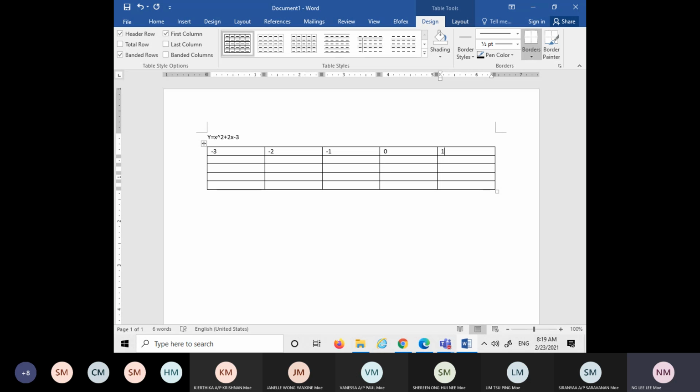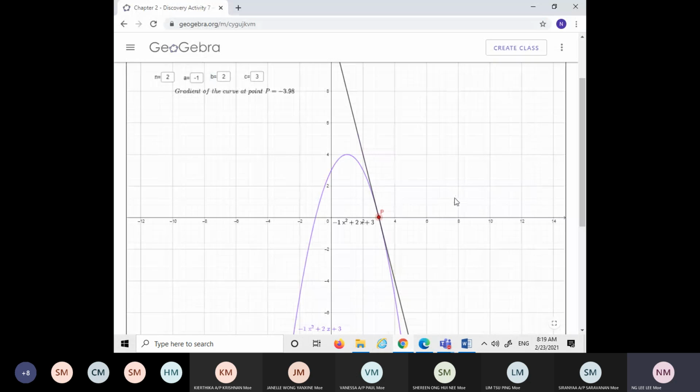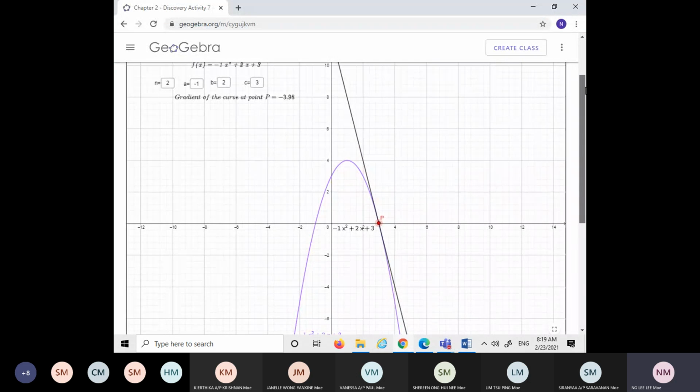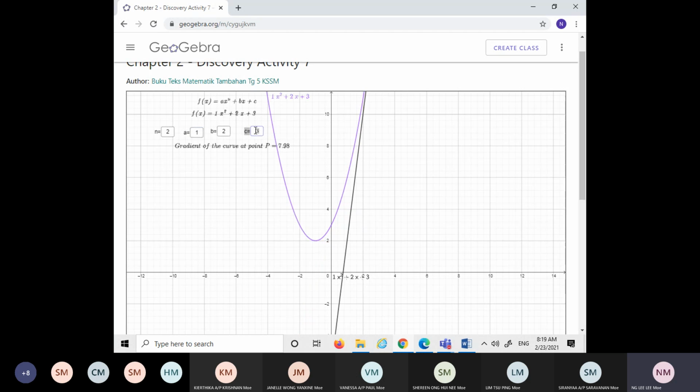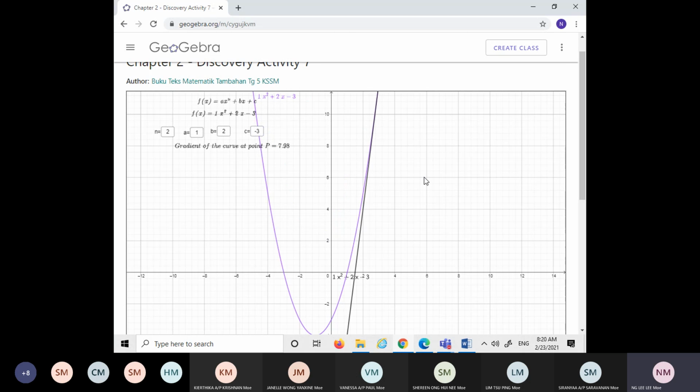I'm going to find the gradient for these points. So I come back to the website. You see this website is very powerful because you can change the variables. For x squared, a will be +1, so here this changes. Then b will be 2, same thing, and c is -3. This one changes to -3. So this is the graph.